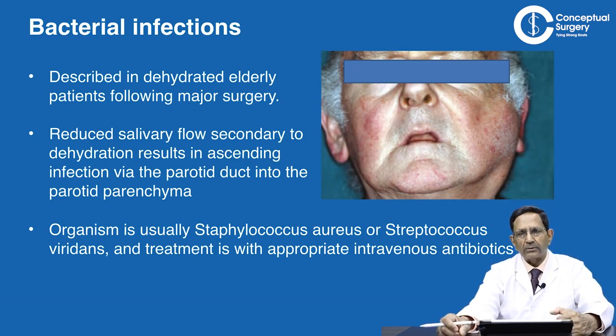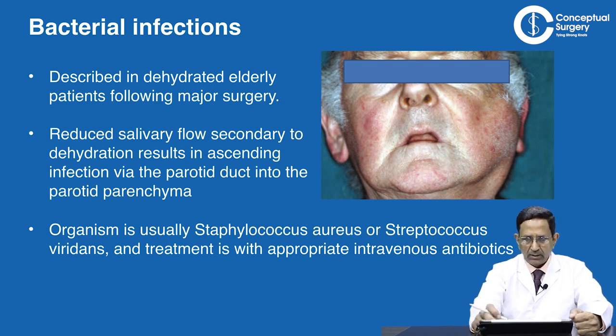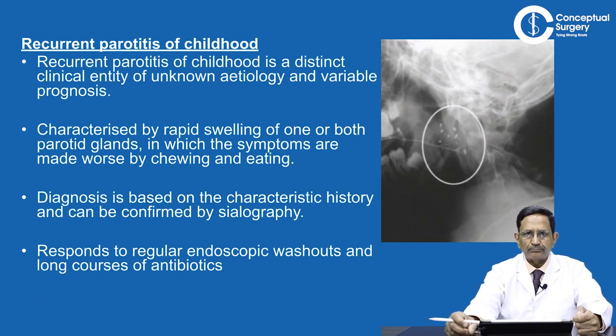Bacterial infection, as we are talking about when we are seeing the patient, usually occurs in a dehydrated patient, an elderly patient who has undergone a surgical procedure, because there is reduced salivary secretion. Dehydration results in ascending infection from the oral cavity through the parotid duct. Organisms are usually staphylococcus or streptococcus, and treatment is intravenous antibiotics and adequate fluid.